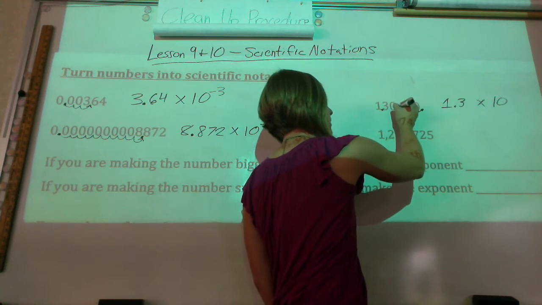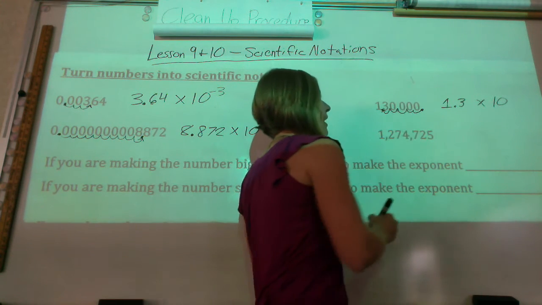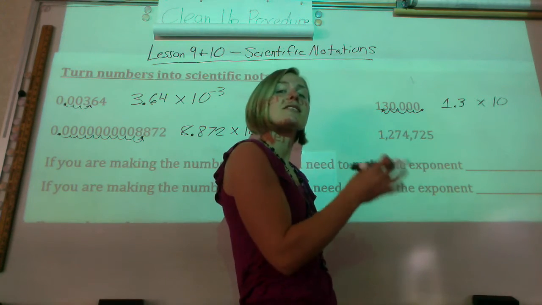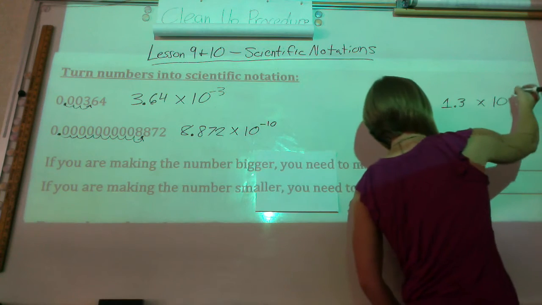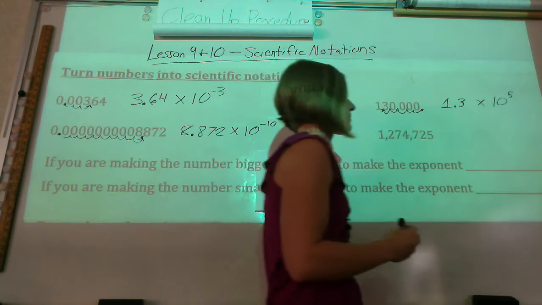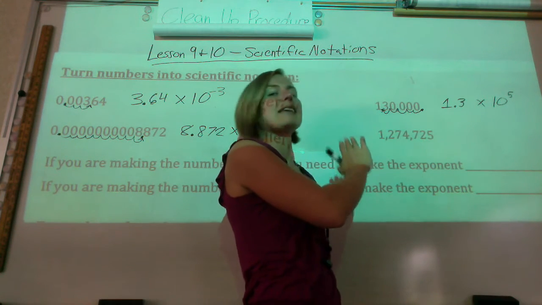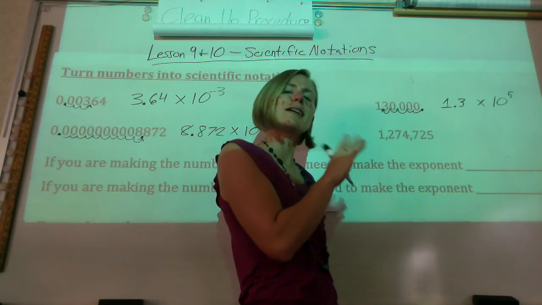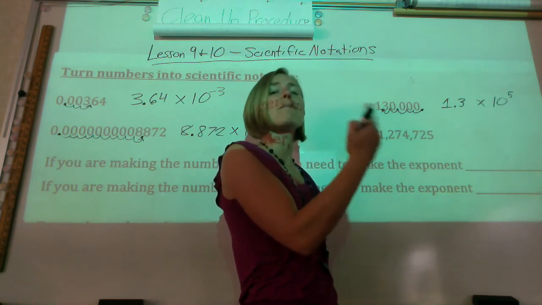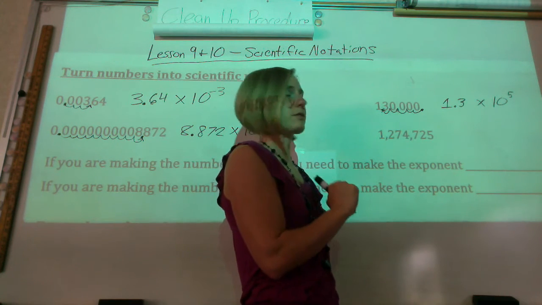1, 2, 3, 4, 5. I moved it 5, and I made this smaller by 5 decimal places. So I need to make this bigger by 5. So remember that 10 to the 5th power is saying this 1.3 isn't so small. It's not actually 1.3. It's actually a lot bigger than it appears.